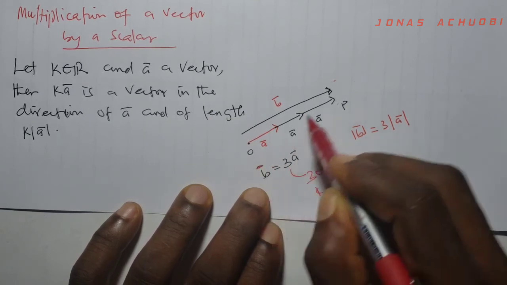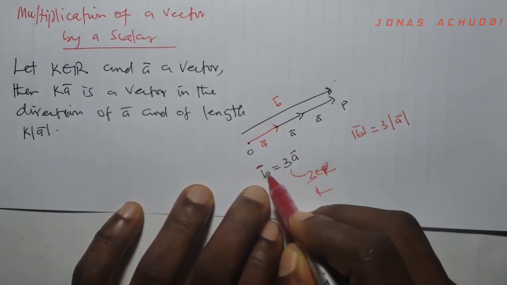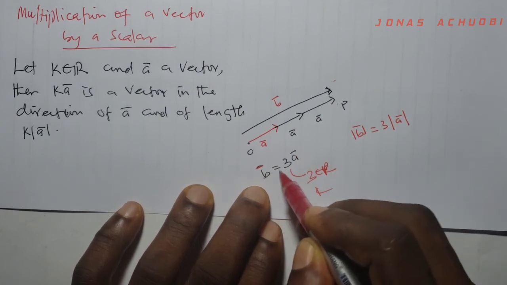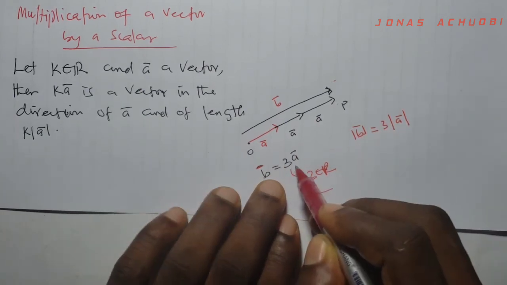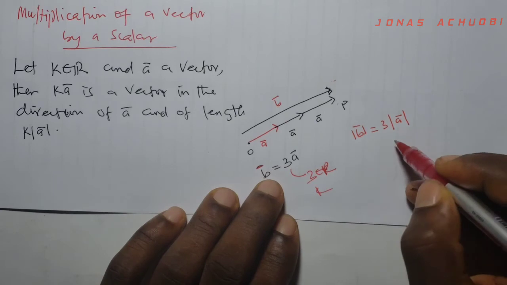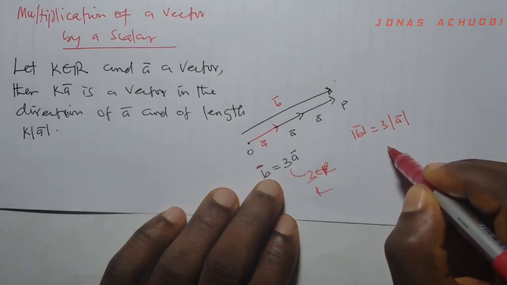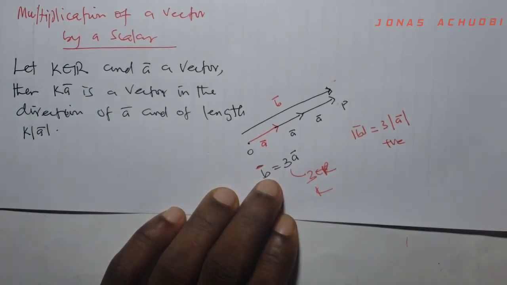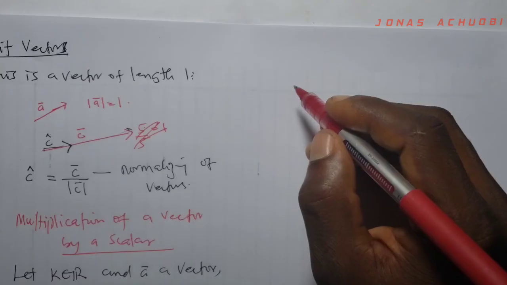So vector A and B are in the same direction, but the length of vector B, rather, is equal to what? 3 times the length of vector A. So in this case here, our scalar 3 is what? A positive real number. We have other cases where it could be negative or 0. So let's see what happens.